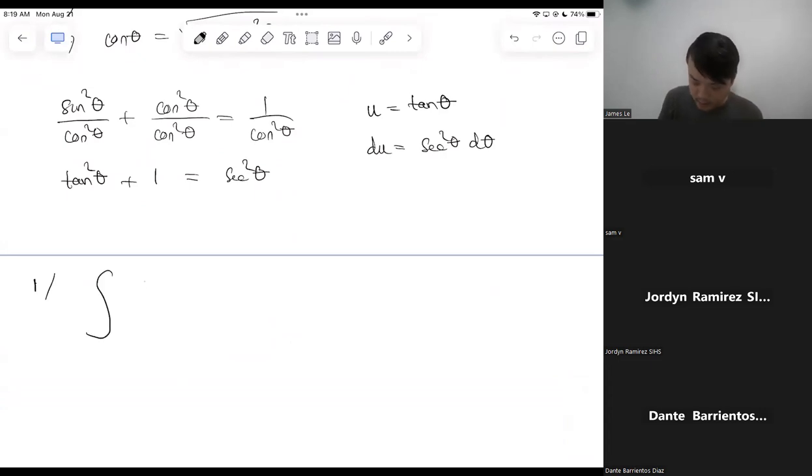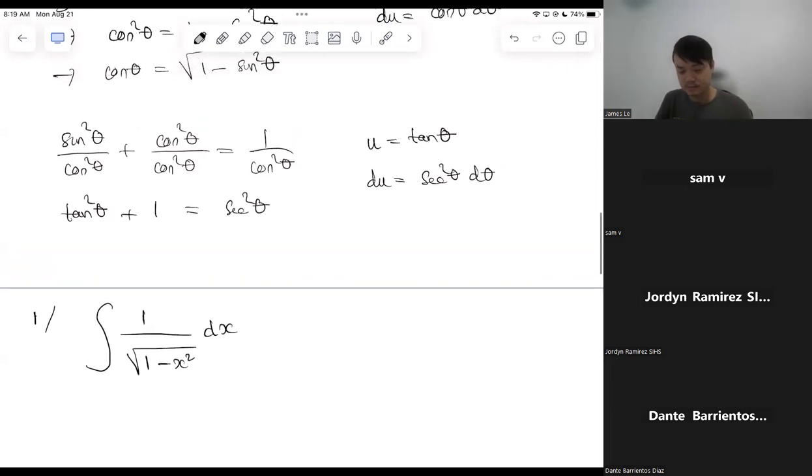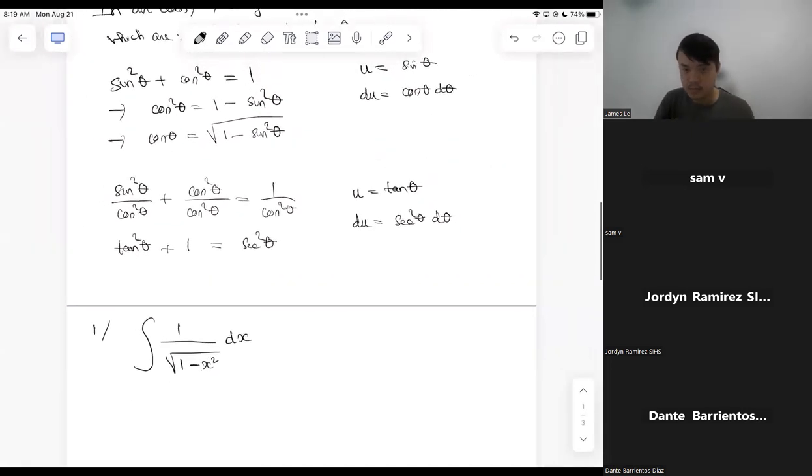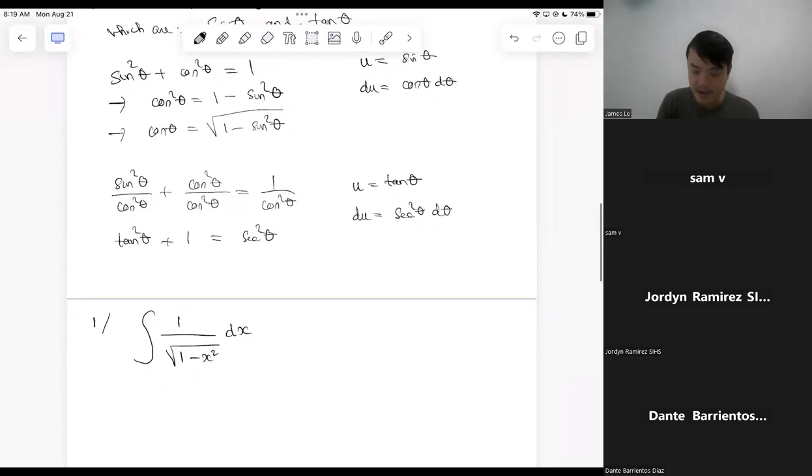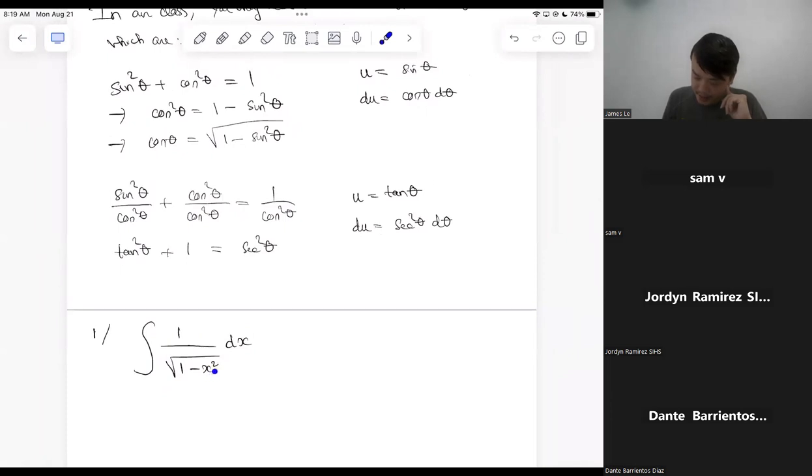If I have the integral of 1 over the square root of 1 minus x squared dx, we don't have any formula for this one. But think about it: if I set x equal to sine theta.